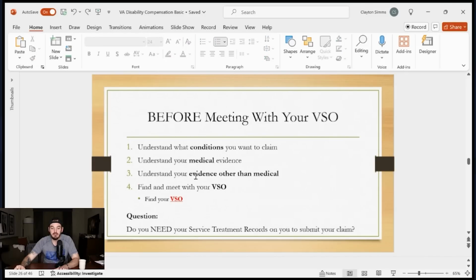And how do you find your VSO? This link right here, if you click on the link, it's going to bring you to the accreditation site, and you can look up VSO reps, both organization and officer. You can look up attorneys and claims agents through this link to figure out what VSO is near you. The VFW also has a search engine for VSOs near you.